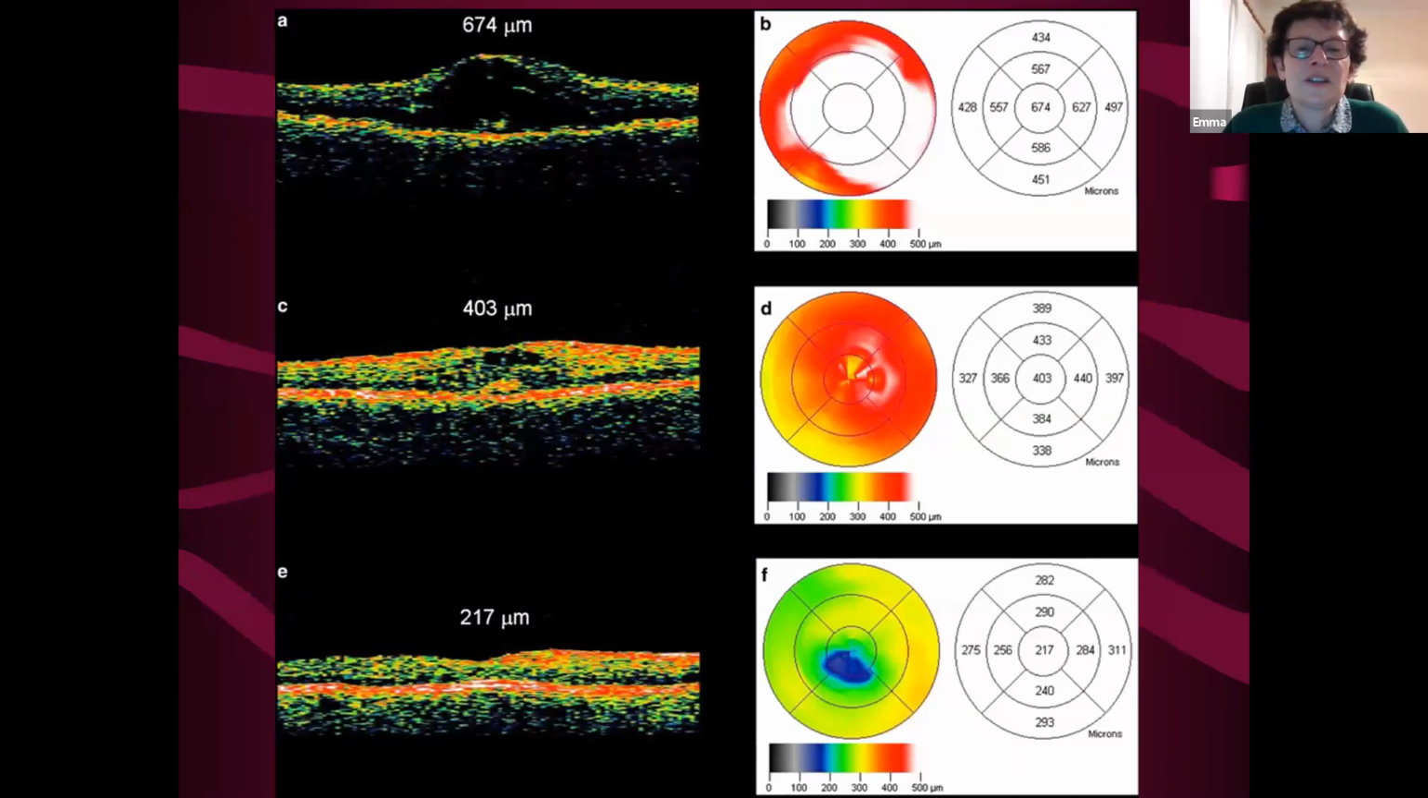So this again shows you what it does. These are old-fashioned OCTs, I appreciate, but at the top you've got a thickness of 674, a nice raised macula with cysts in the center. You've treated it and you're getting down to 403. That's all looking lovely, happy days. And then at the bottom you can see 217, looking much more like the macula that we know and love.